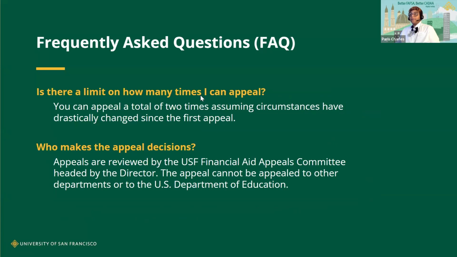Is there a limit on how many times I can appeal? So you can appeal a total of 2 times, assuming circumstances have drastically changed since the first appeal. Who makes the appeal decisions? Appeals are reviewed by the USF Financial Aid Appeals Committee, headed by our Director of Financial Aid, Ms. Lori Prince. The appeal cannot be appealed to other departments or the U.S.